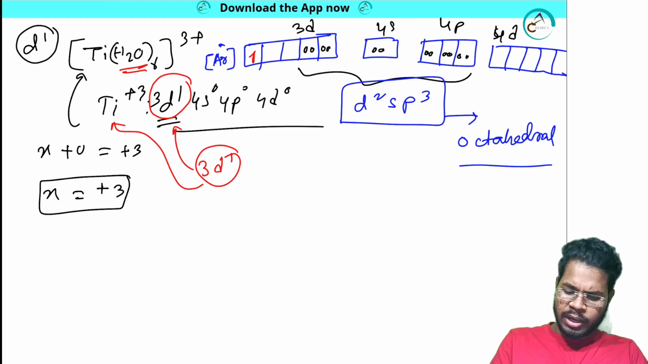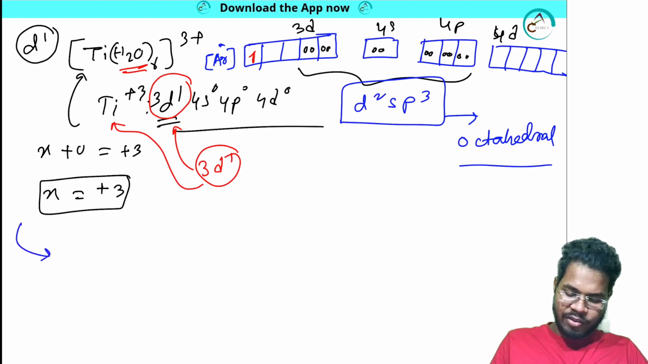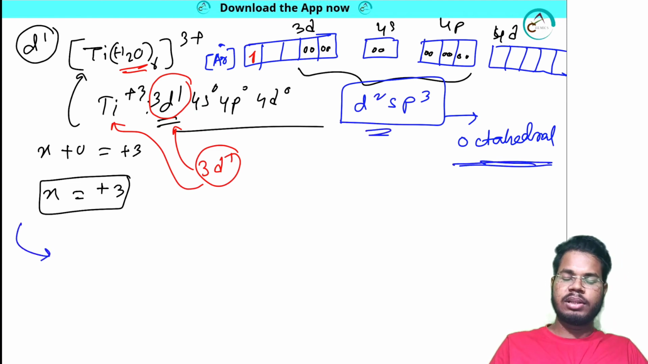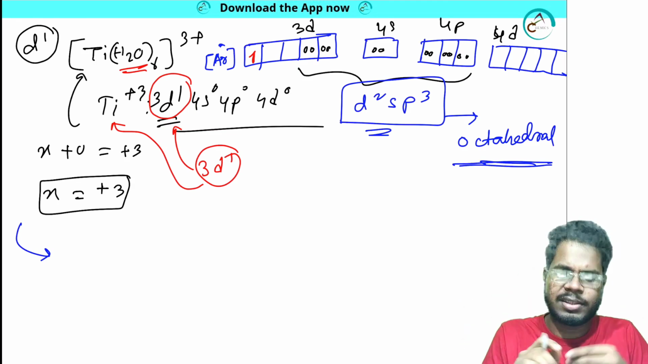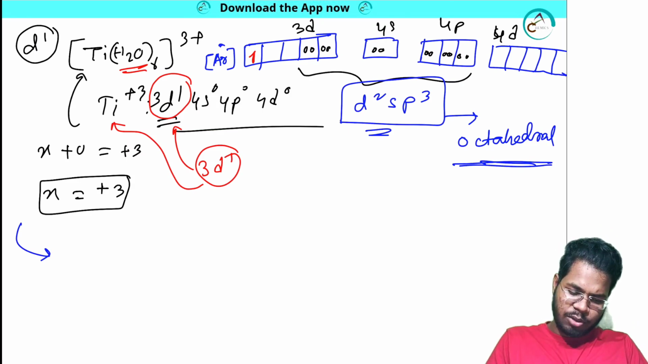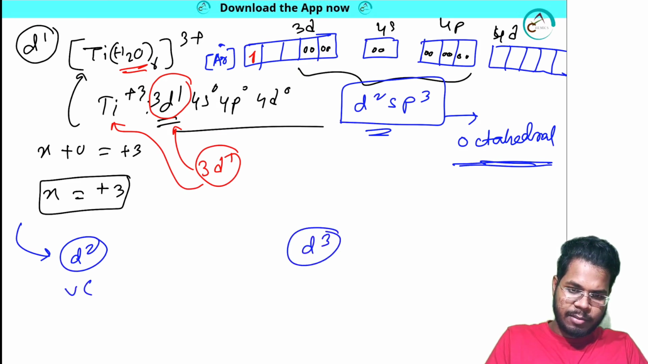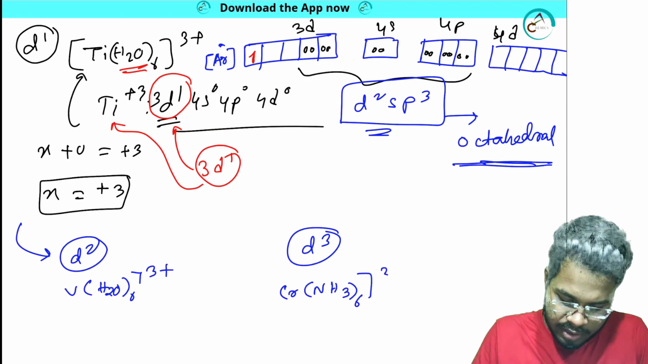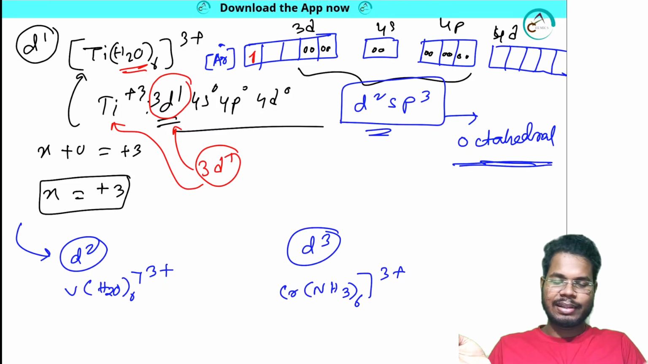Similarly, if you can do the d2 system, it will be fine. If you can do the d3 system, you can do this. So I am giving you homework for the d2 and d3 systems. Just do the same and try to find the hybridization, and after finding it, upload the picture in the corresponding batch group. For the d2 system, take V(H2O)6 3+, and for d3 take Cr(NH3)6 3+. Take these two and do the same thing I have done, and see whether you get the same result or not.